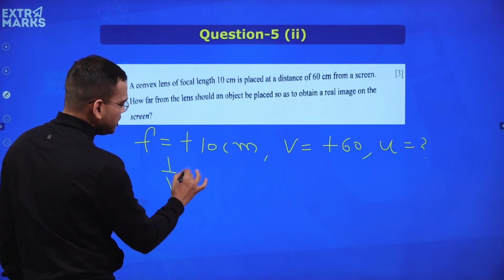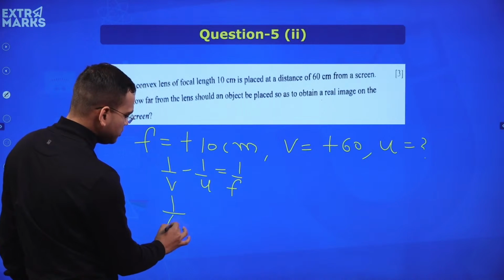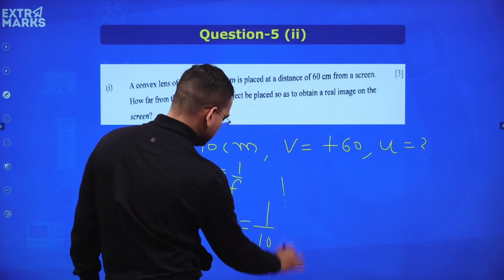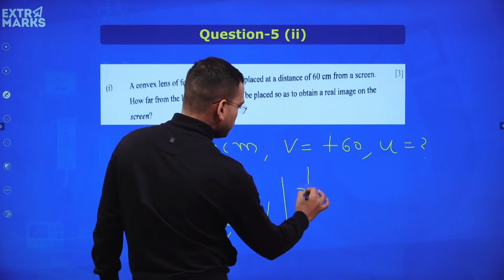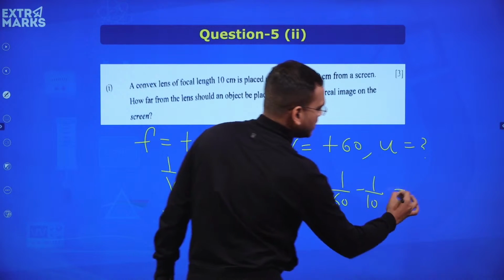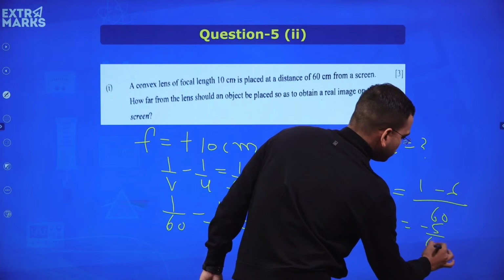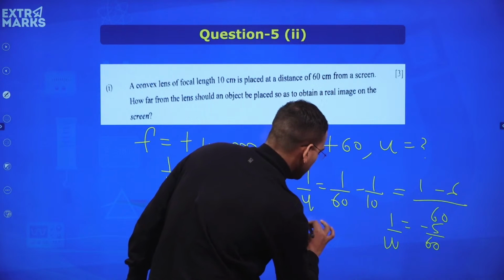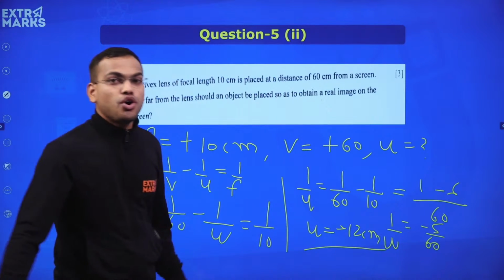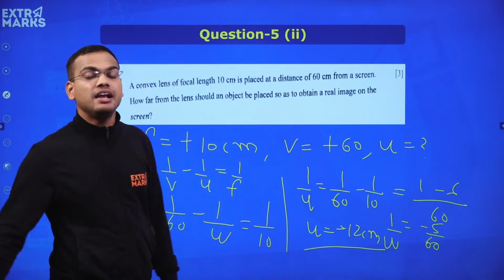So 1 upon V minus 1 upon U is equal to 1 upon F. 1 upon V is 1 upon 60, minus 1 upon U, that is 1 upon 10. So 1 upon U is equal to 1 upon 60 minus 1 upon 10, and that will be 1 minus 6, minus 5 upon 60. U will come out as minus 12 centimeter. It means the object has to be placed at a distance of 12 centimeter to the left of the lens.